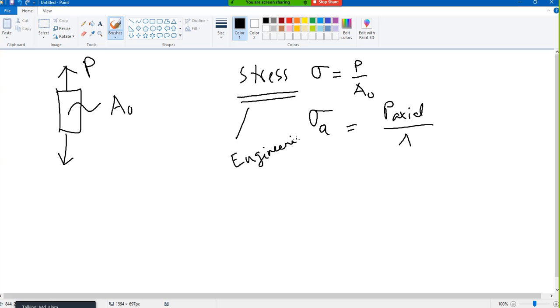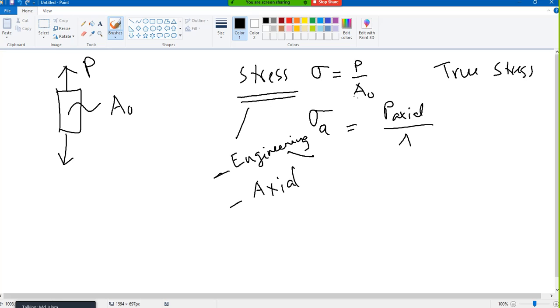Engineering and axial. Commonly we do not use these two terms, engineering and axial, but by stress we only mean engineering and axial stress. Now what is the other form? Not engineering. The other form is true stress.